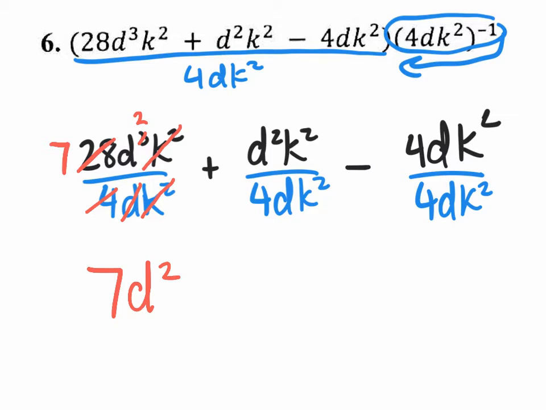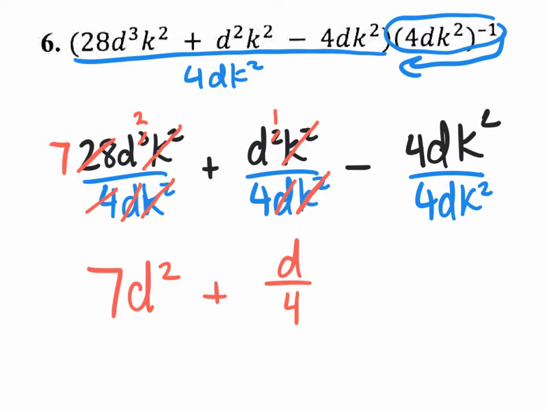Second term, well, there's 1d on the bottom that cancels with one of these 2 up on top. So I have 1d left up on top. I have a k squared up on top and a k squared on the bottom. Both k's cancel with each other. There's no k's left. So my middle term is a fraction, d over 4, which you could also write as 1/4 d, but either way is totally fine.